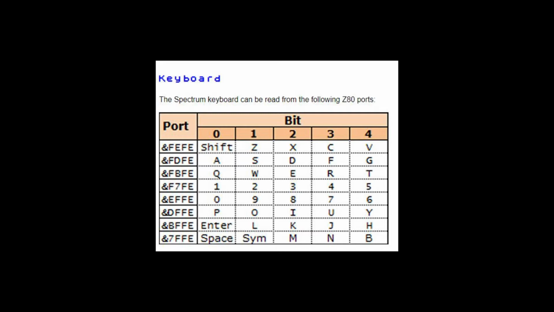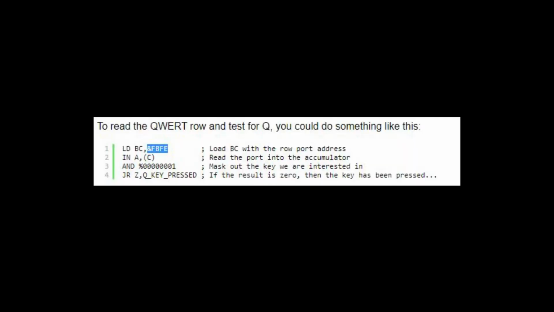on his YouTube channel. Input is read from 8 Z80 ports from hex FE onwards. Bits are set to 0 for keys that are pressed and 1 if not pressed. This method allows multiple keys to be pressed at the same time, as required in most games. A simple example from the Rake Into the Program website shows how to check if the Q key is pressed.